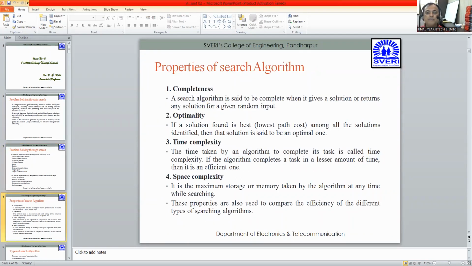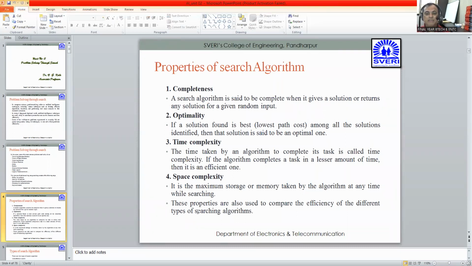What are the properties of search algorithms? We have seen 4 properties of search algorithms. First one is completeness. When it gives a solution or returns any solution for a given random input, it is said to be completeness. Optimality: if the solution found is the best among all the identified solutions, and that solution is an optimal one, then we say that it has optimality.